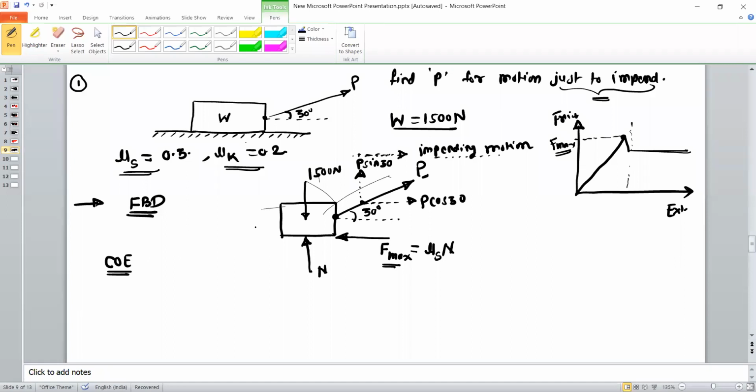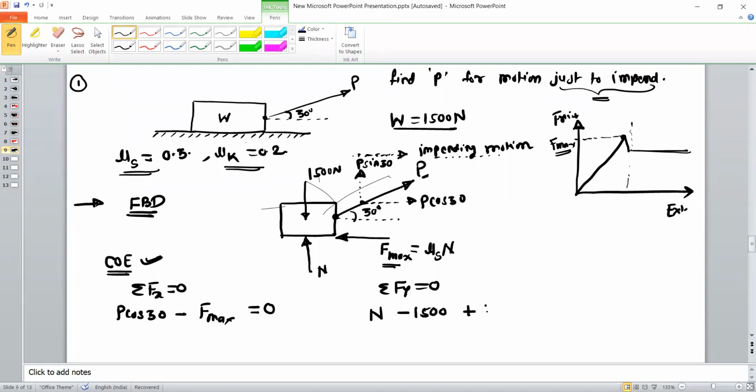After this, the problem is just like an equilibrium problem. So you can apply the conditions of equilibrium. First is summation Fx equal to 0. For summation Fx equal to 0, we have P cos 30 minus F max equal to 0. Then use summation Fy equal to 0. For summation Fy, we have normal reaction minus 1500 plus P sin 30, equal to 0.